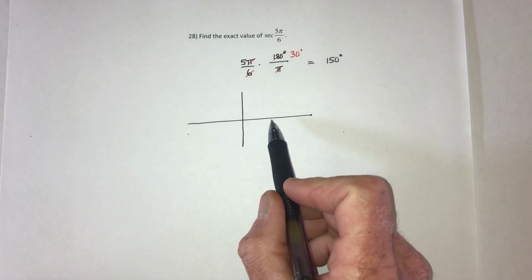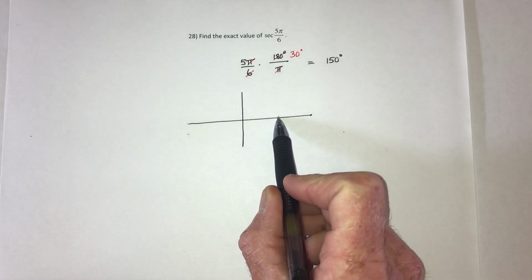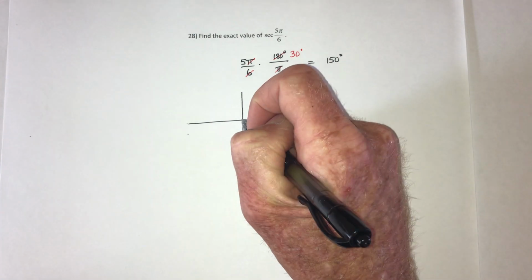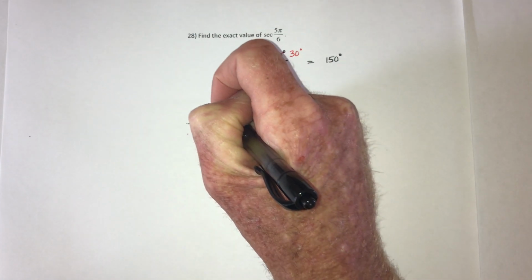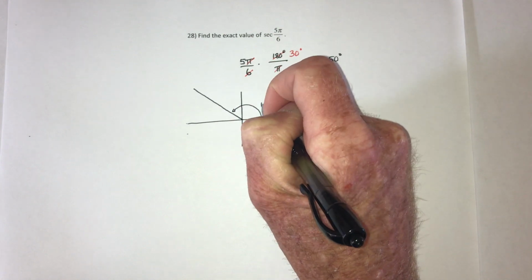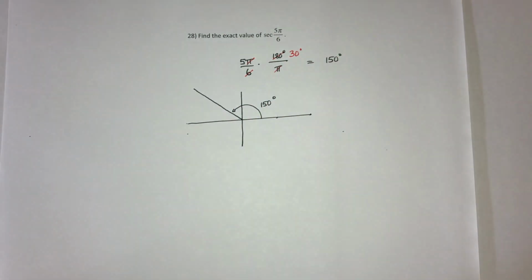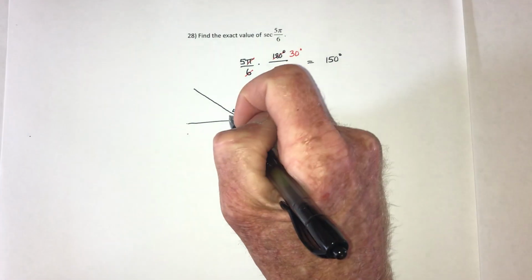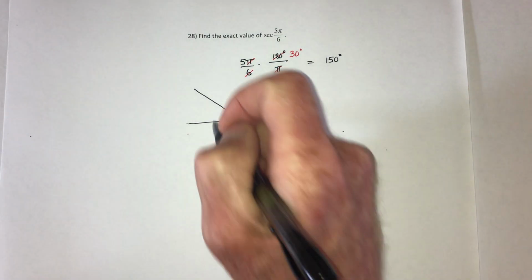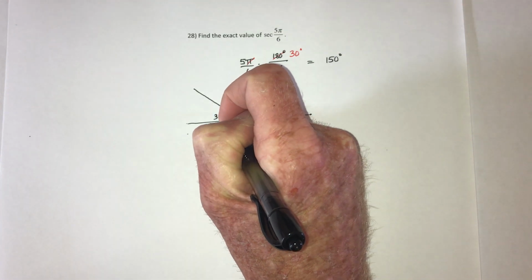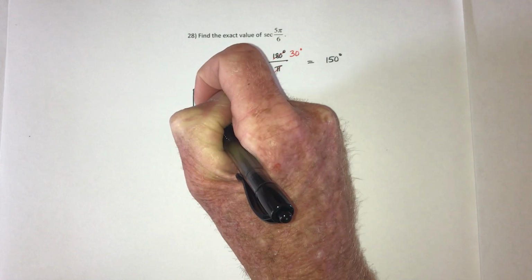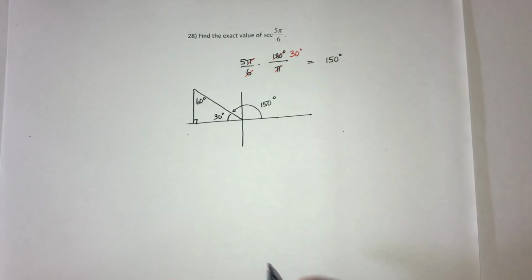So 150 degrees, starting from here, if you go all the way over to here, that's 180. So it would be more like this. So this is 150 degrees. And then this angle right here would be the reference angle, and that would be 30 degrees. So once again, we have found our friend, the 30, 60, 90 triangle.